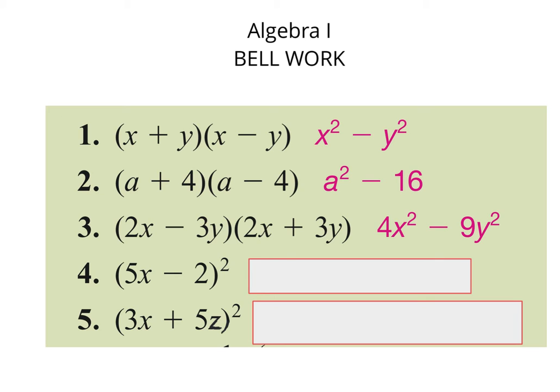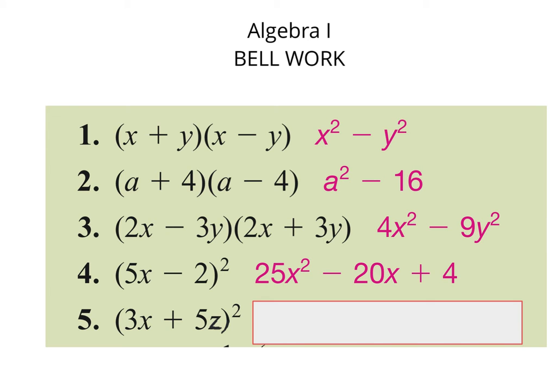The next two were also special cases, 5x minus 2, 5x minus 2. The first one is the first one squared, 25x squared. The last one is the last one squared, 4. And then the middle one is the 2 multiplied together and doubled. 5 times 2 is 10, doubled is 20. So you should have gotten 25x squared minus 20x plus 4.